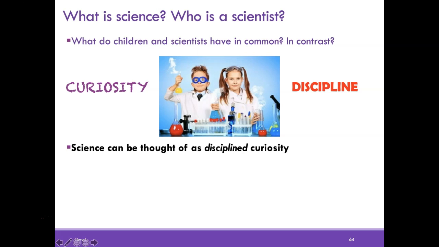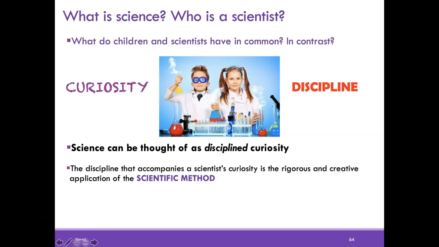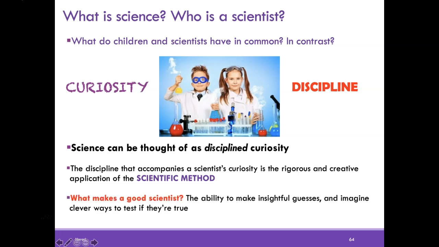It's really important now more than ever, especially in health science, to understand the difference between science and pseudoscience. The discipline that accompanies a scientist's curiosity is the rigorous and creative application of the scientific method. The scientific method involves disciplined creativity, careful observation, logical thinking, and honest analysis of one's observations and conclusions. What makes a good scientist is the ability to make insightful guesses and then imagine clever ways to see if they're true. So you, in fact, are a scientist.